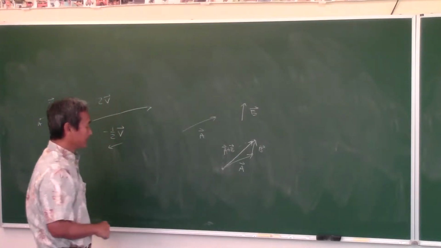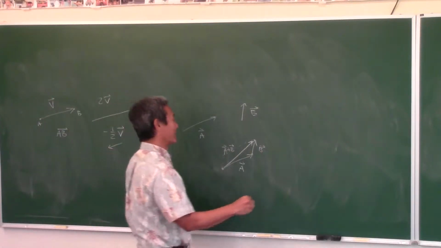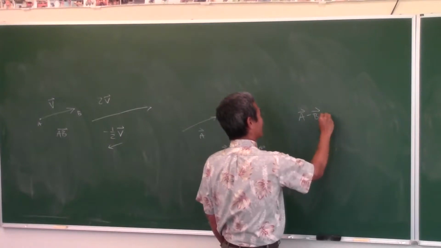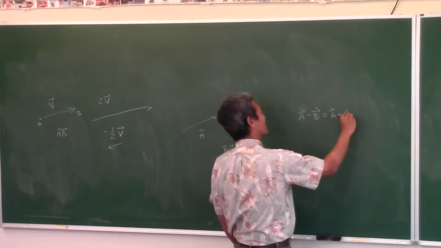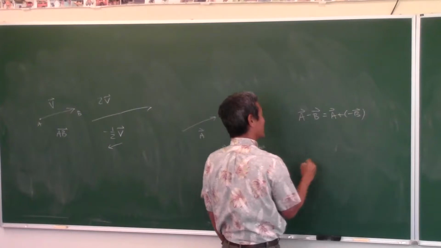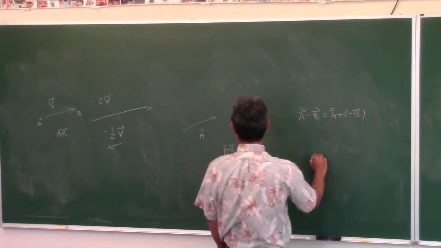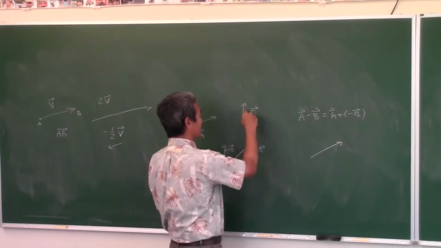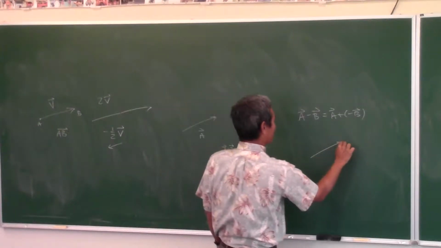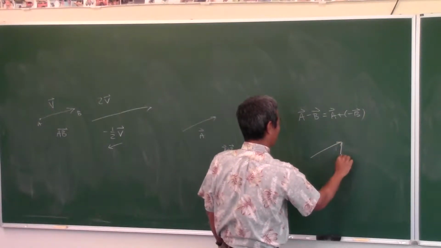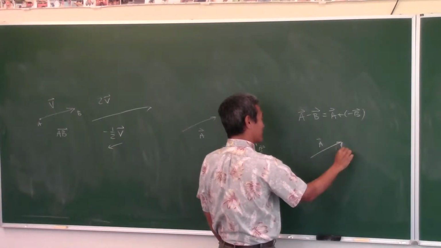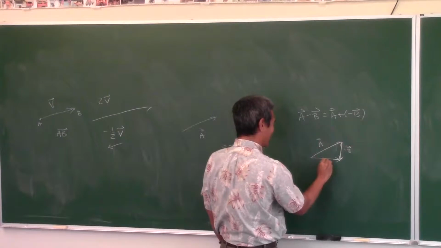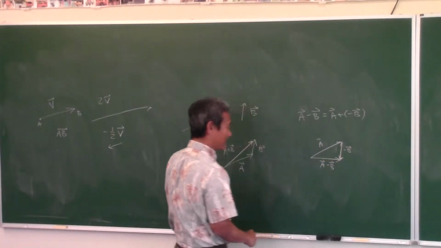Same thing. And then how do you subtract vectors? So if I ask you to draw vector A minus vector B, that's the same as vector A plus negative vector B. So you take vector A, which looks like this, and then you take negative vector B, which points in the opposite direction. So this is A, this is negative vector B, you add them together, that's vector A minus vector B.